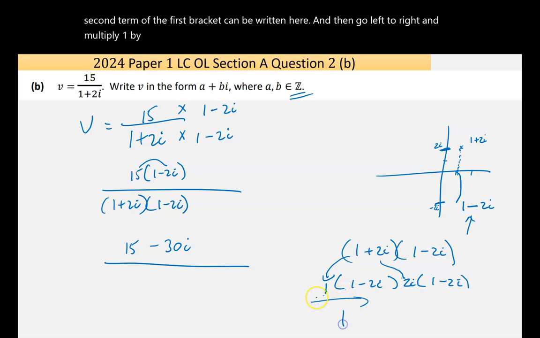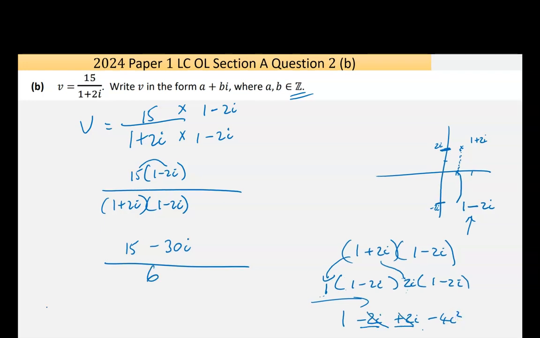1 by 1 is 1. 1 by minus 2i is minus 2i. 2i by 1 is plus 2i. 2i by minus 2i is minus 4i squared. Now that's going to simplify down to 1 minus 4i squared.